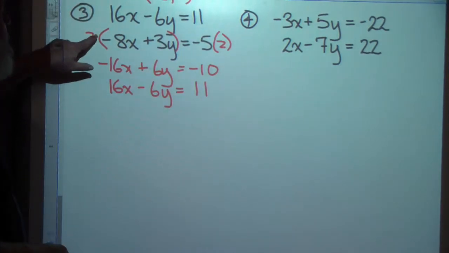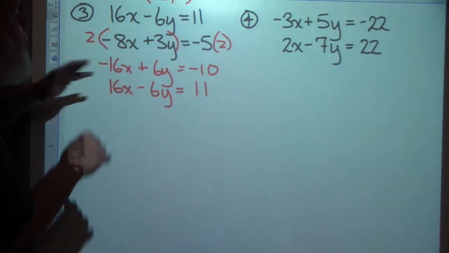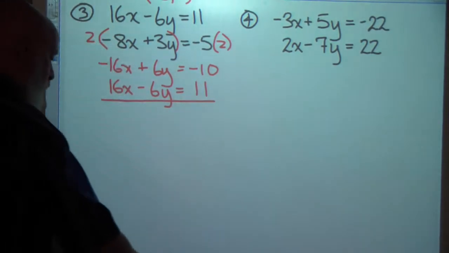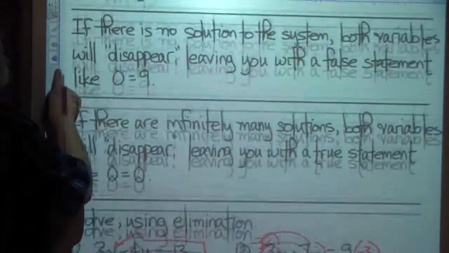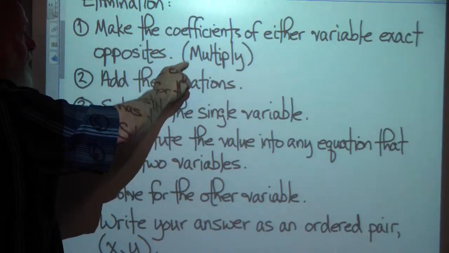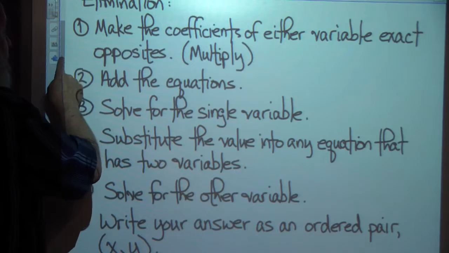Okay, so I multiplied, made the coefficients of either variable exact opposites, and now I'm going to add the equations together. I'm following those steps up above. I'm right here at this step. Make the coefficients exact opposites using multiplication. I'm adding the equations together, and I'm going to solve for this single variable.